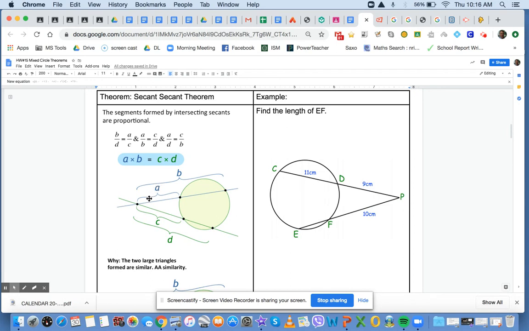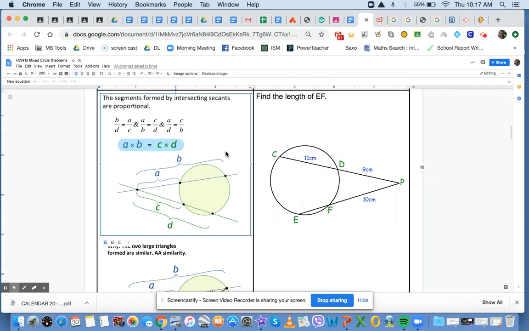And the shortcut to this theorem is that if we take the intersection point of the two secants to the short side of the chord, and then take that and multiply it by the whole length from the intersection to the far side of the chord, that will equal the same in the other secant. So again, C times D is going to be equal to A times B, which is relatively simple. Okay, now let's talk about why that's true.